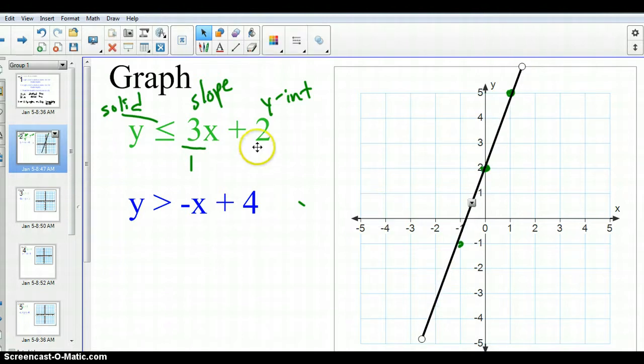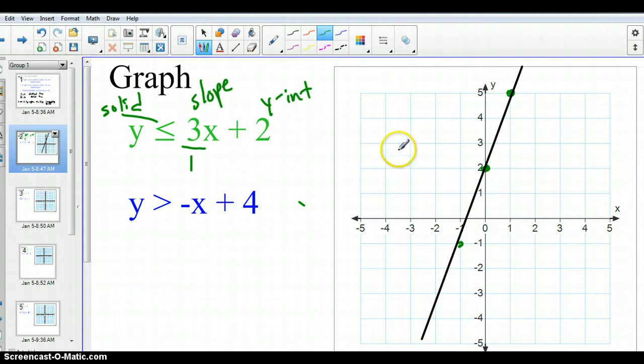So now we need to figure out which way to shade. Now you can plug 0, 0 in and see if it makes it true. Then you'd shade towards that point. Or we can think, since this is less than or equal to, where are the numbers going to be less than it? Will they be above or below the line? If it's less than, it will be below.